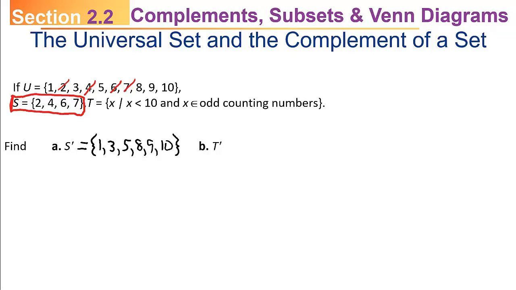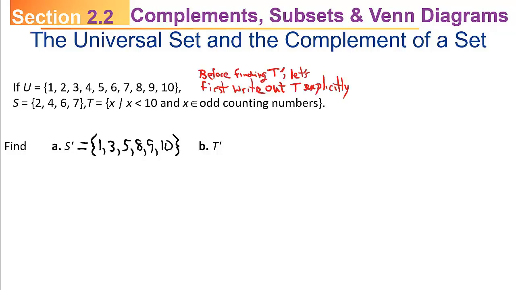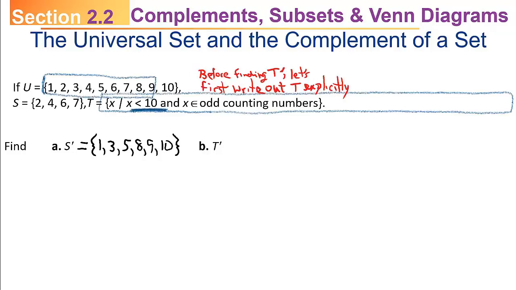Now let's move to T complement. First of all, I noticed that T was written in set builder notation. So the first thing I would do is write out T explicitly before even thinking about forming the complement. We need to know what those elements are explicitly. So we're looking for the numbers less than 10 that are inside the universal set. That would be the numbers 1, 2, 3, 4, 5, 6, 7, 8, 9.